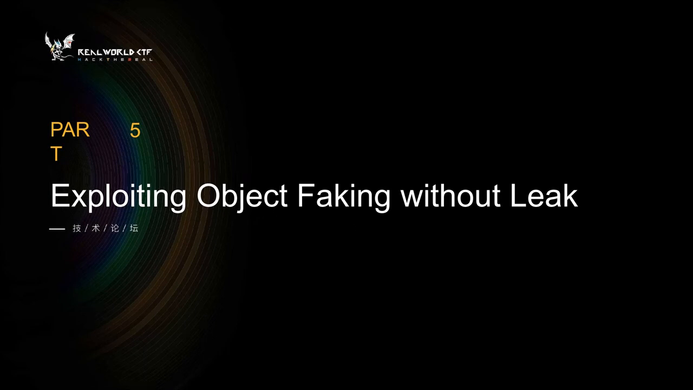So now we already have the arbitrary object faking primitive. However, the problem is we cannot have any address leak in this case. So in this part, I'm going to cover how to use the pointer compression feature to exploit the object faking primitive without any address leakage.